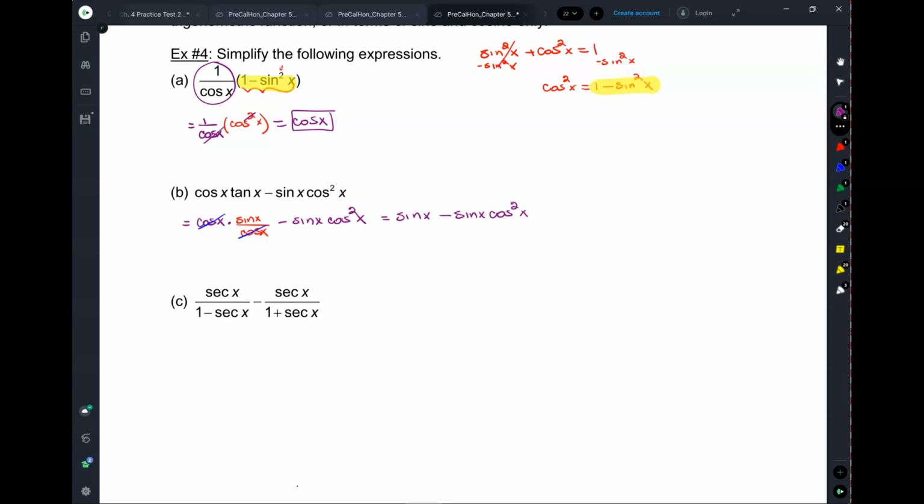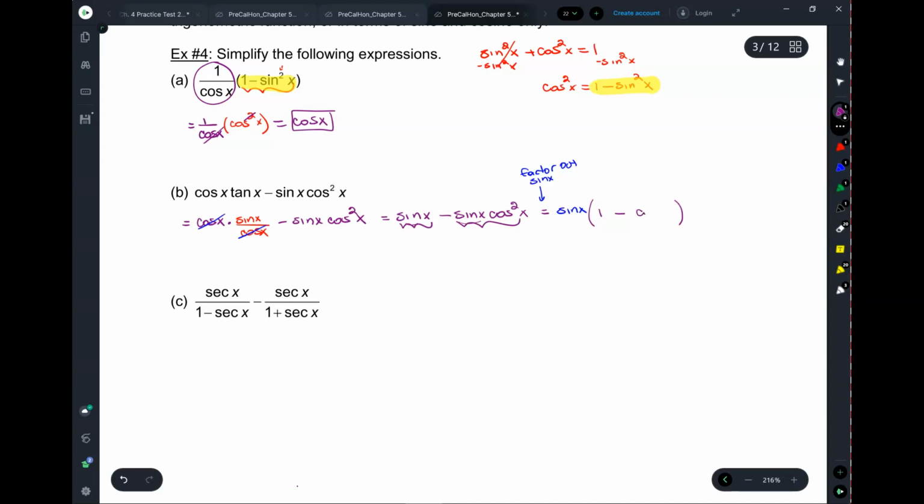What could I do now? Well, I have a sine and a sine here, right? So I have sine of x in both of these terms. What I can do is factor out a sine x, and when I factor out a sine x from here, I get 1, minus, and when I factor out a sine from here, I get cosine squared x.